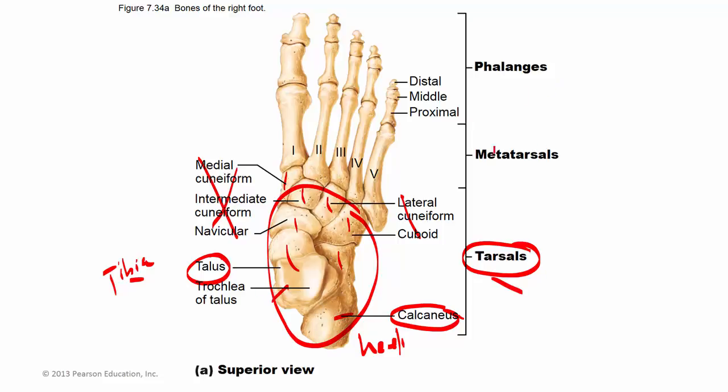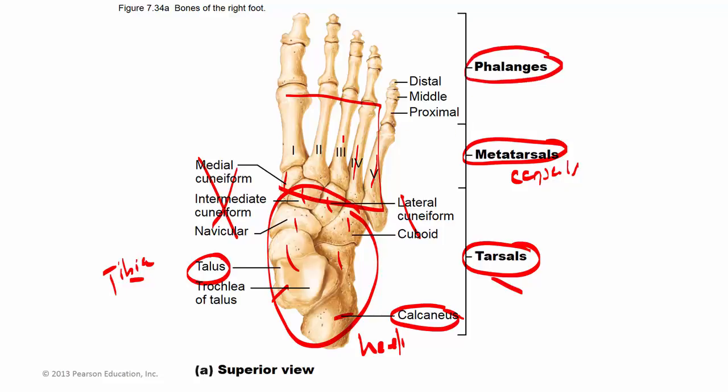Now, just as in the hand, the next set of bones that are more distal are your metatarsals. So instead of metacarpals, you have metatarsals, and this makes up where your arches are. This makes up the part of your foot including the ball of your foot. And then just distal to that, you have your phalanges, and they're named just like your fingers. Your big toe is number 1, 2, 3, 4, 5. So if I wanted you to name this bone, this would be metatarsal number 2.